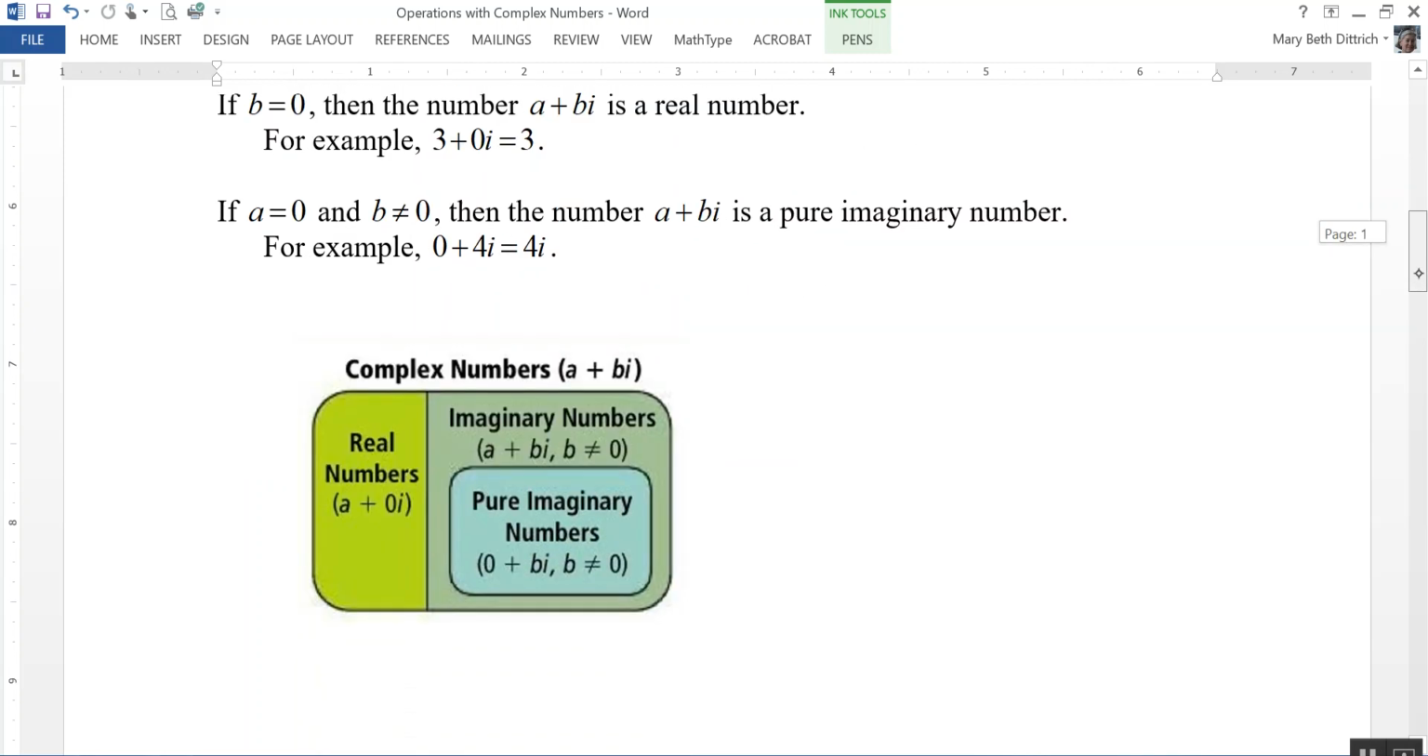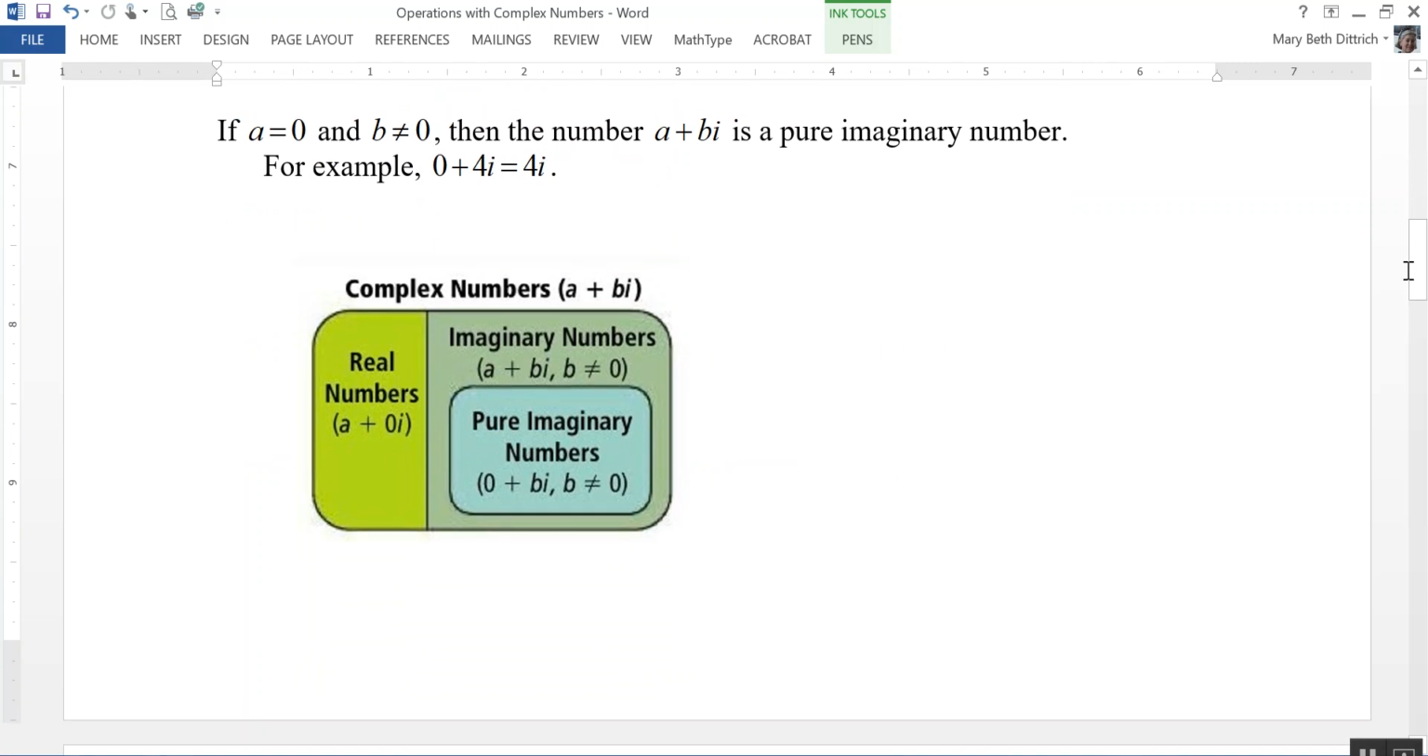Here's a little diagram to explain what's going on here. All numbers are complex numbers, a plus bi. If b is equal to 0, then that's called a real number. If b is not equal to 0, then they're imaginary numbers. And pure imaginary numbers are those in which a is equal to 0.